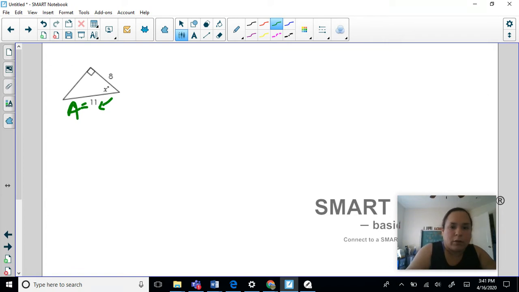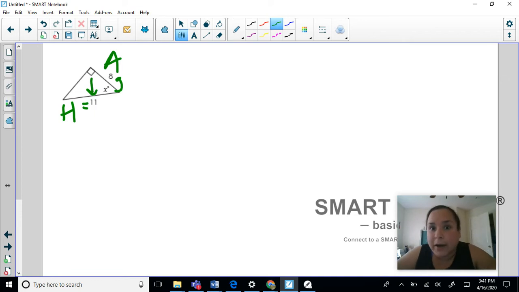Wait, no, wrong. Mistake, sorry. The 11 actually is across from the 90, so this actually is our hypotenuse. The 8 is next to the angle, so that means that the 8 is the adjacent. Now, that's a very common mistake that people make. So common that even I made it because I didn't look at it carefully at first, right? But then I was like, wait, hold on, there's a mistake there. So just to fix that, the hypotenuse is the 11 and the 8 represents the adjacent.